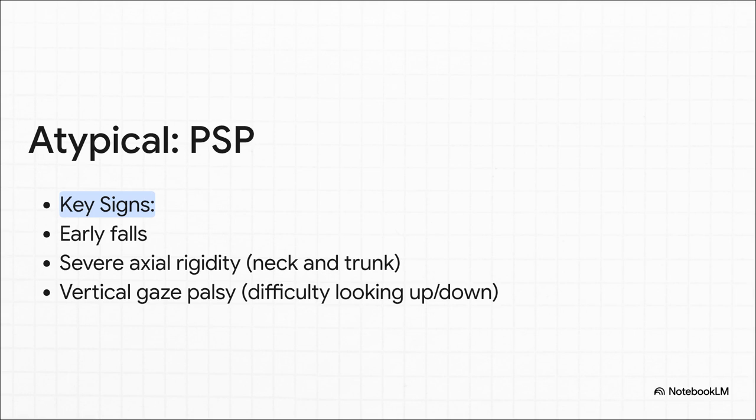The classic red flags for PSP are: 1. Early falls, often within the first year or two. 2. A severe rigidity in the trunk and neck, what we call axial rigidity, that gives them a very stiff, eyes-wide-open stare. And 3. A very characteristic problem with eye movements called a vertical gaze palsy, which is an inability to look up and down properly.